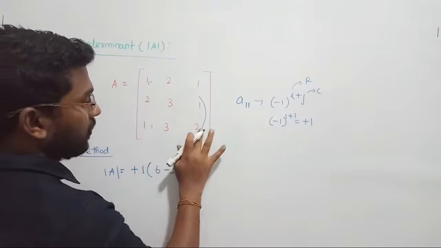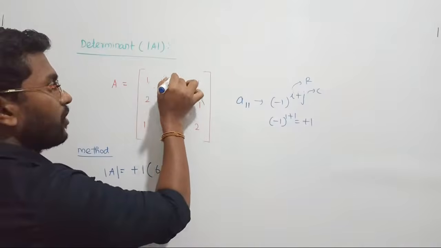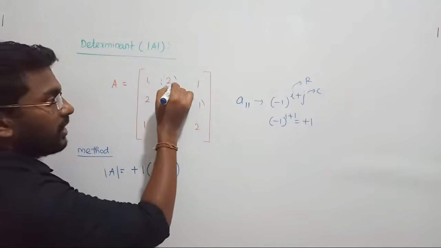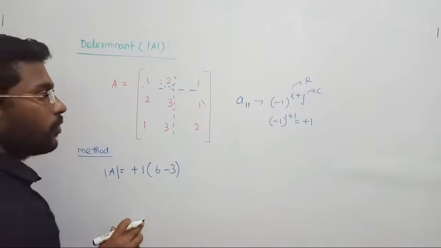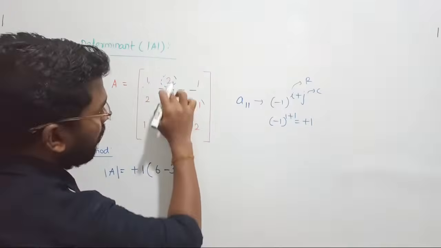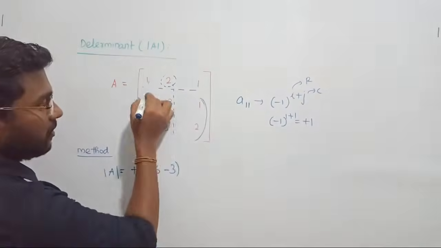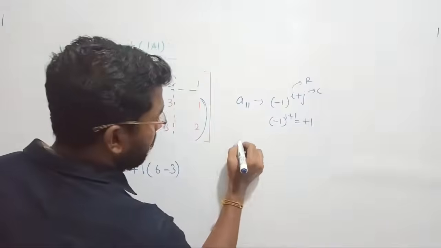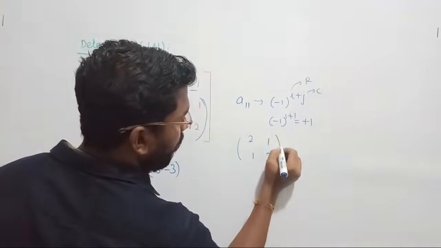Let's continue. We have selected the first row; in the first row let us select the second variable. Neglect the corresponding column and row of the variable you select. After neglecting, the remaining matrix is a square matrix, that is 2 1 and 1 2. You have to find the determinant of this.